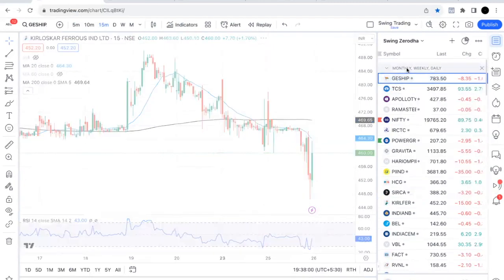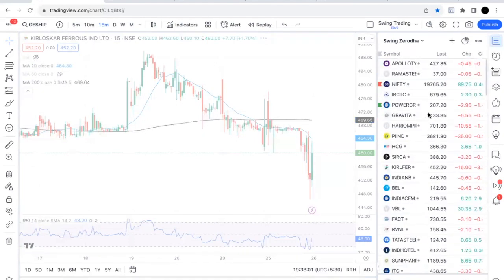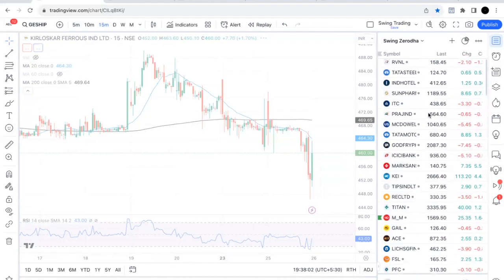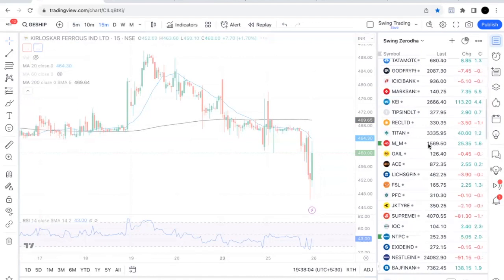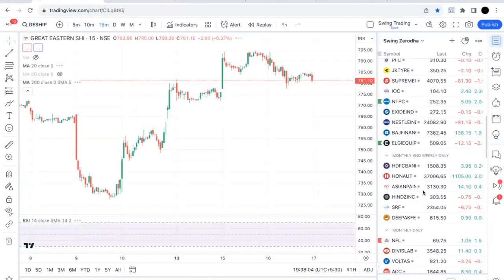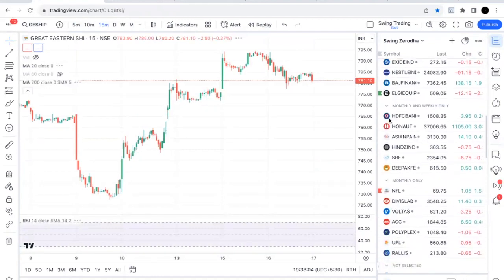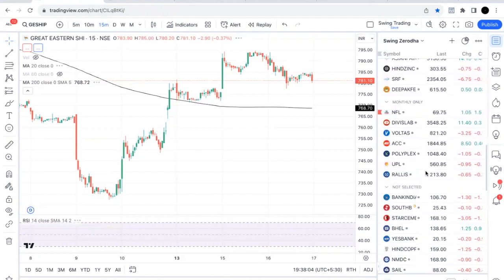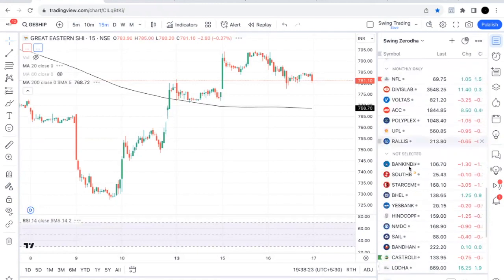The first one, I called it monthly, weekly, daily. Second one, I called it monthly and weekly only. Where is it? Yeah, here it is. As you can see, monthly and weekly only right there. Third one, monthly only. And then the one on the bottom, not selected.